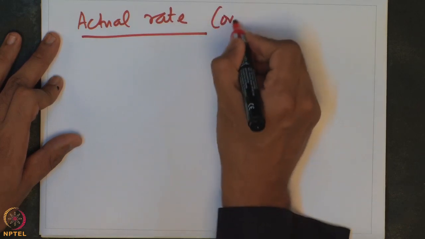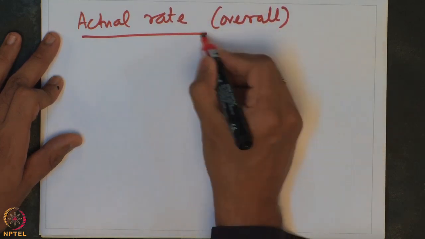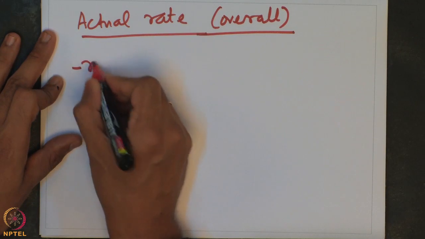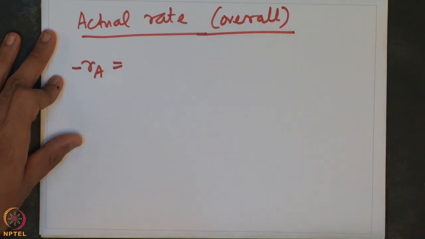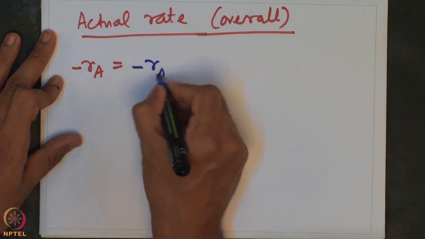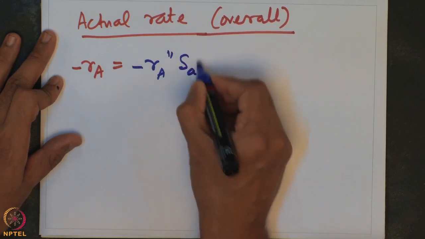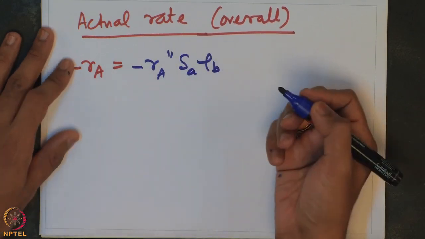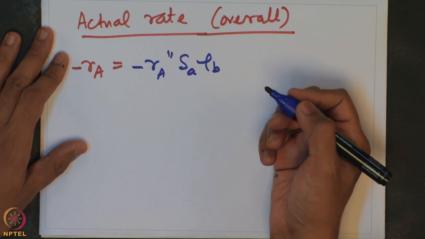The actual overall rate or total rate is given by minus Ra, which is equal to minus Ra double prime into Sa into rho b, the bulk density. Note that the external area of the catalyst is very small compared to the internal area available for reaction. In principle one could also consider that area, but typically it is a very small contribution.